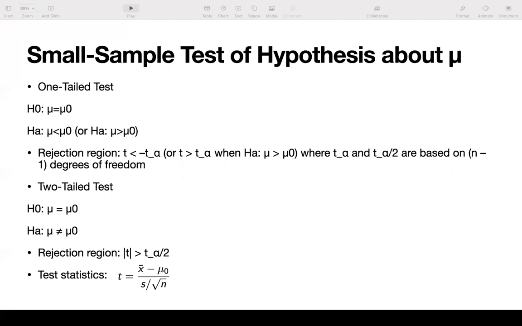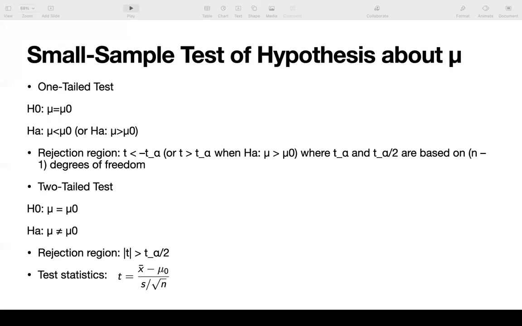Next, we'll talk about the small sample test of hypothesis about mu. Firstly, for the one-tailed test, we have the null, which is mu equals mu0. Again, this is a definite value. And we have the alternative as mu is smaller than mu0 or mu is larger than mu0.